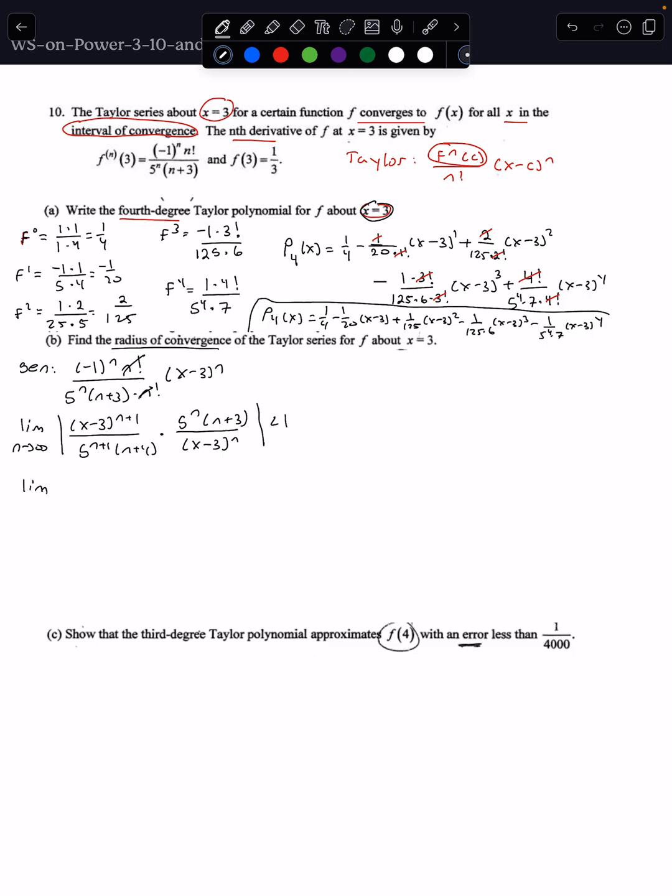Cleaning this up a little bit, we would get x minus 3 on top times n plus 3, and on the bottom, we would just get 5 times n plus 4. The ratio there has to be less than 1. And then we can just use a little bit of algebra to solve this.